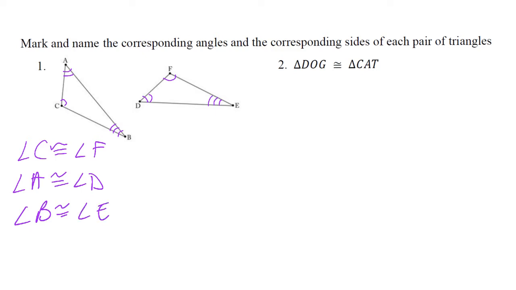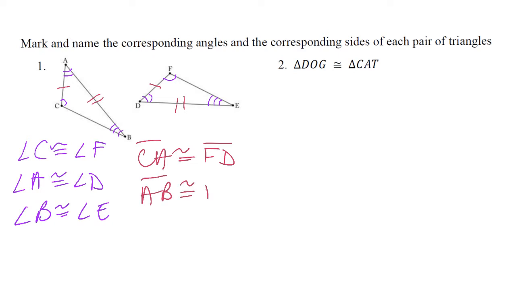Now we've got to do the sides. So we're going to do from 1 to 2, so C to A and F to D. So CA is congruent to FD. And AB, so 2 to 3, to DE. And last but not least, CB is congruent to FE.